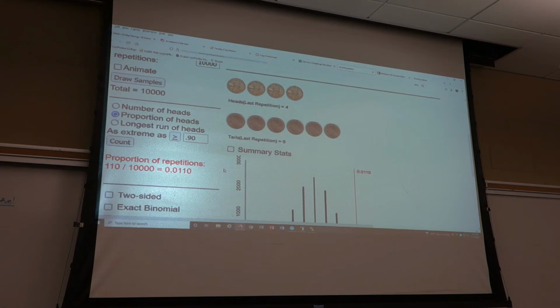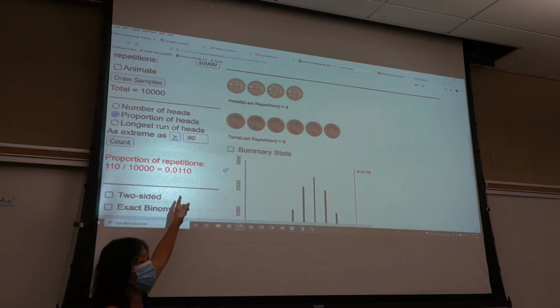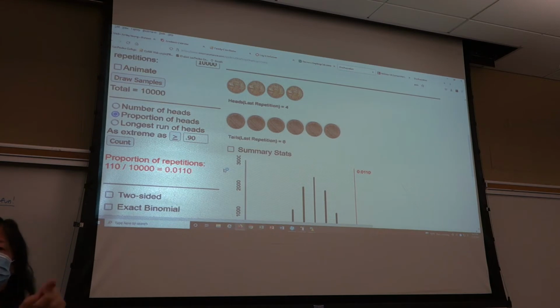I have 0.011. Angela, what'd you get? 116. Great. Zora, what'd you get? 0.0104. Great. Alondra, what'd you get? 0.0096. Good. Lauren, what'd you get? 0.0111. Okay, so everyone's getting roughly slightly over 1%. Does that make sense?